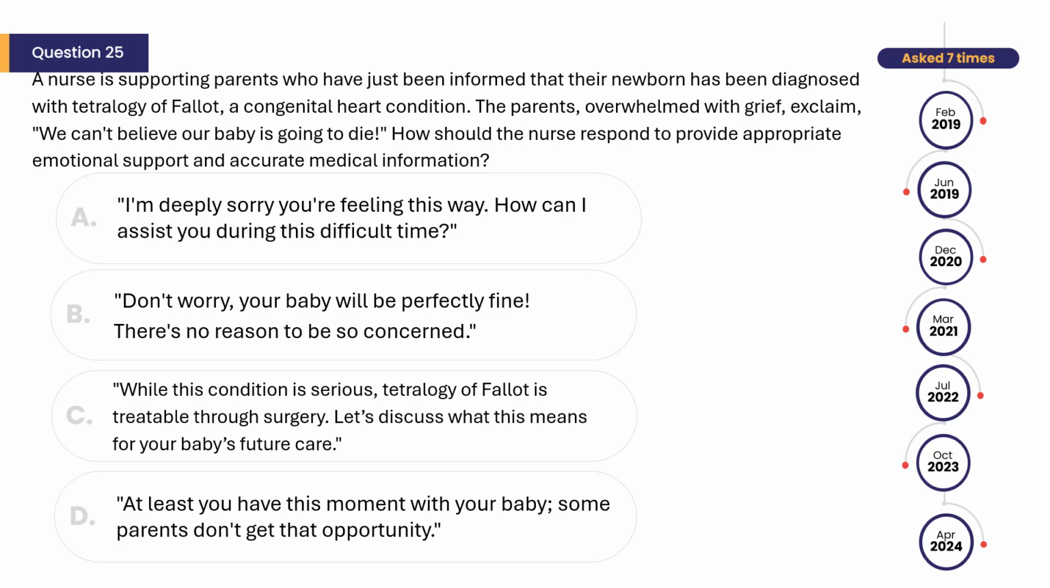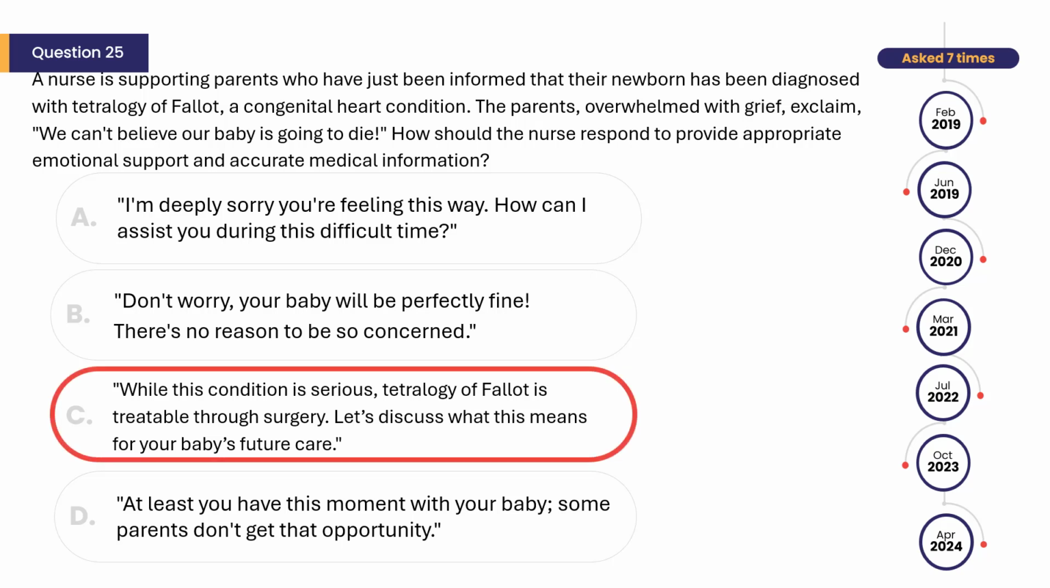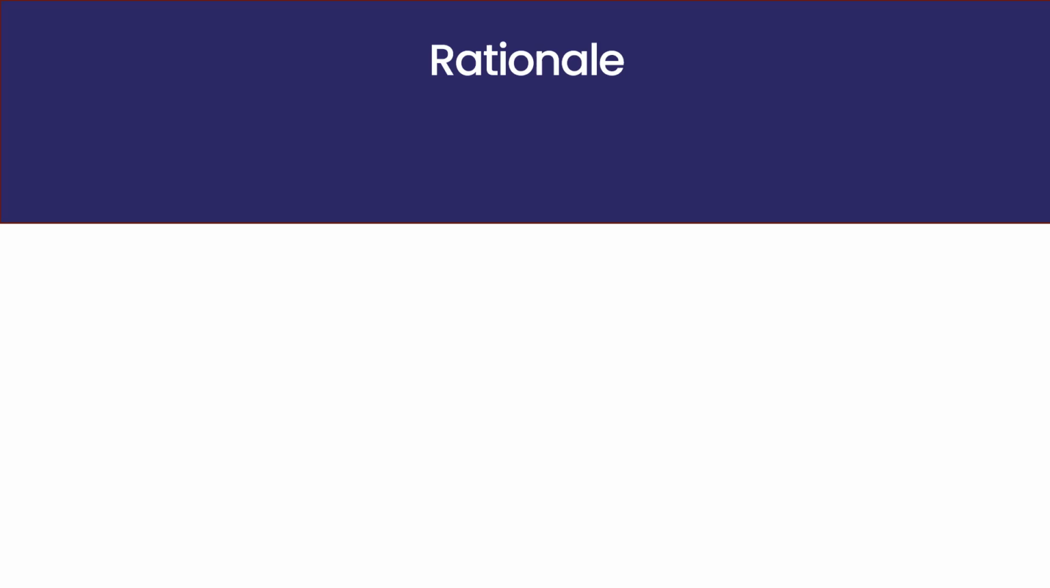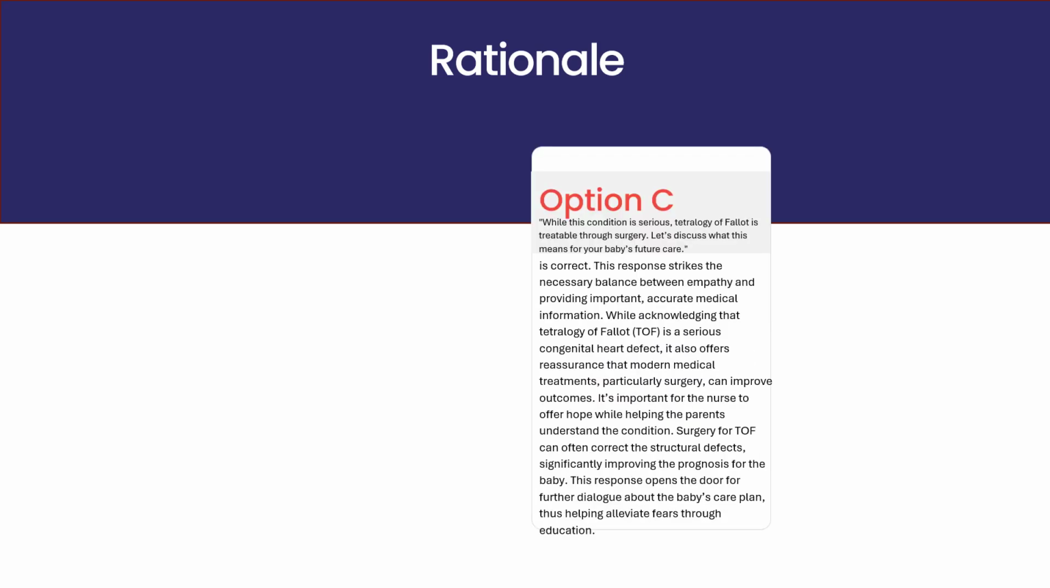The correct answer is C. While this condition is serious, tetralogy of Fallot is treatable through surgery. Let's discuss what this means for your baby's future care. C is correct. This response strikes the necessary balance between empathy and providing important, accurate medical information.